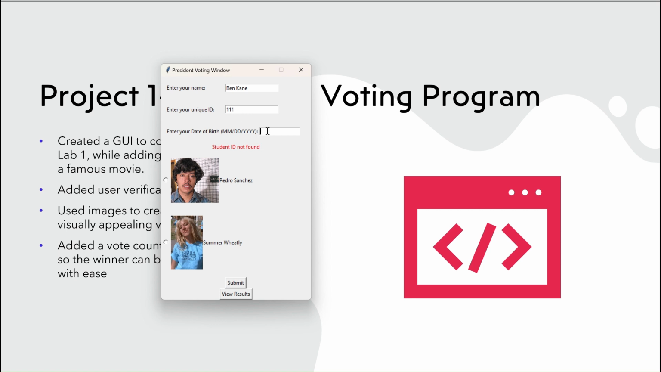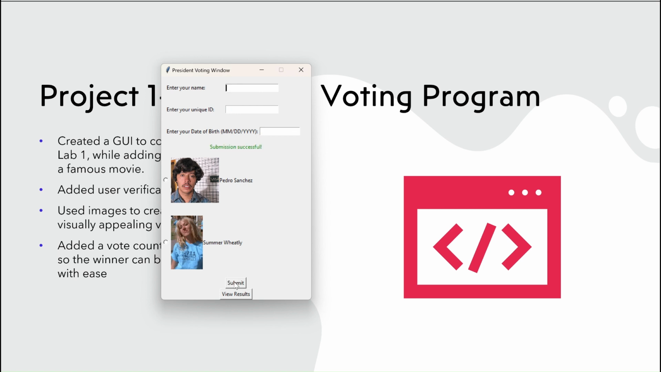And say I were to put in a bad birthday, like the 13th month, the 32nd day of the year 3000, and I would try to submit that. It would say, please enter the date in the correct format, which I will. We'll go with 2031 12. And then if I were to not choose a candidate and try to submit, it would ask me to choose a candidate, which I will. I'll go with Summer and I'll submit.